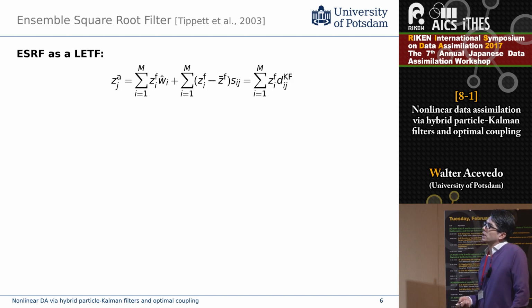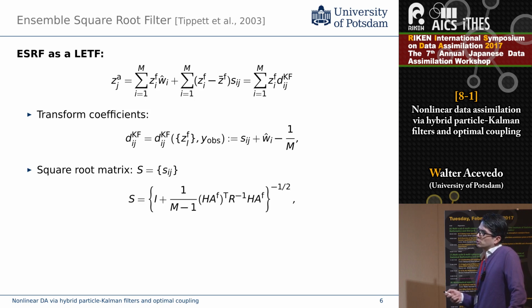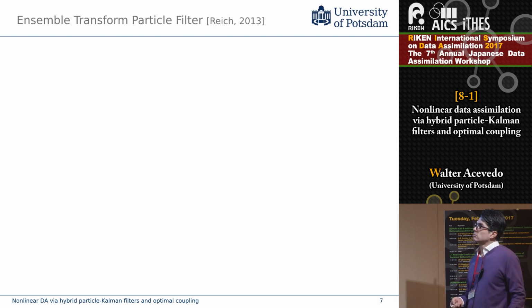For example, we can bring the ensemble square root filter very easily into the shape of a linear ensemble transform filter. We just add up the update of the mean and the anomalies to get this expression, where the entries are given by three terms. These are the entries of the typical square root matrix. Here we have some weights, which are given by this formula. These weights can be negative, as we will see. So in the case of the Kalman filter, they cannot be interpreted as importance weights, although they add up to 1. So that's the Kalman filter we are going to use in our hybrid.